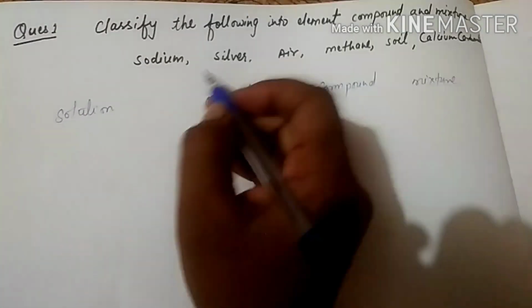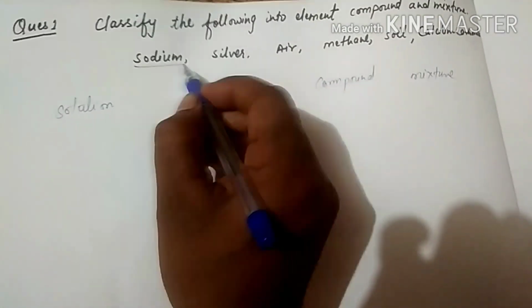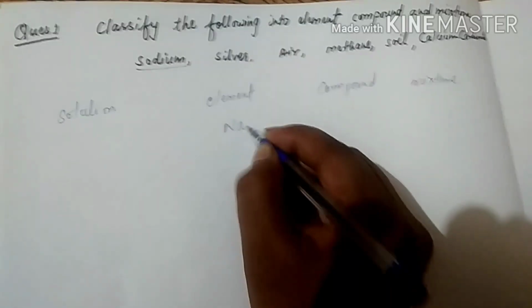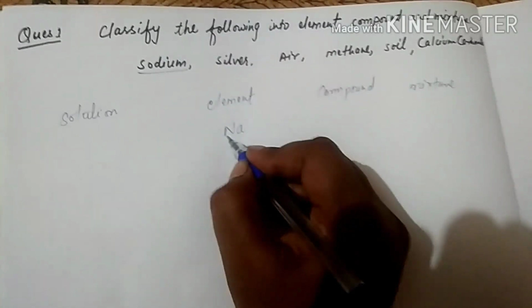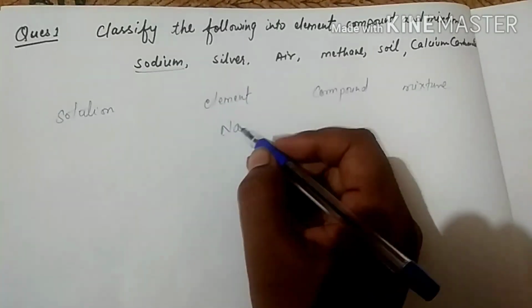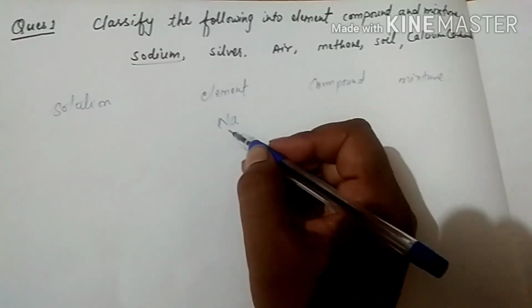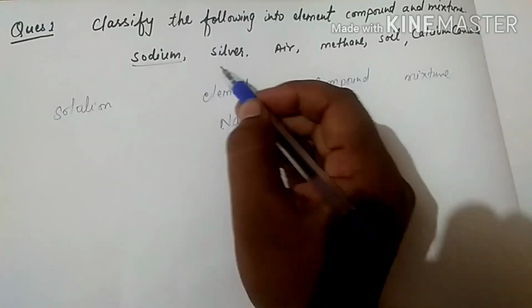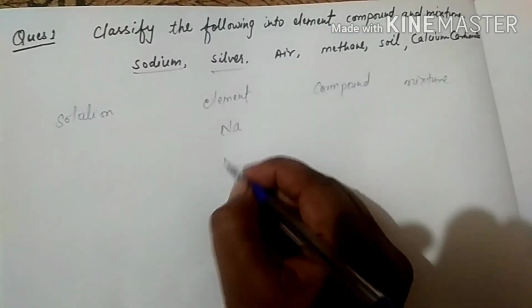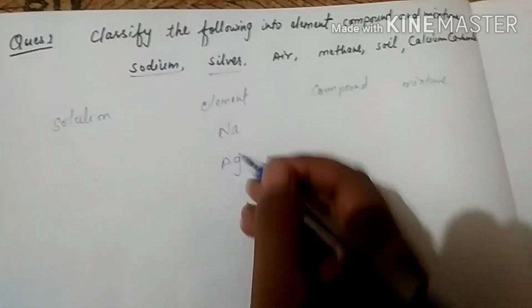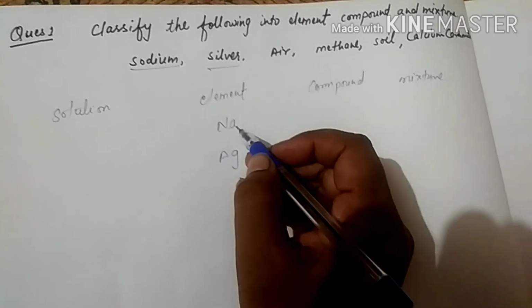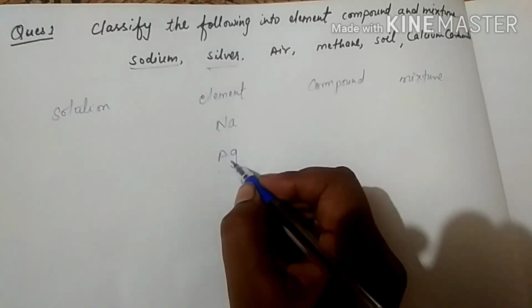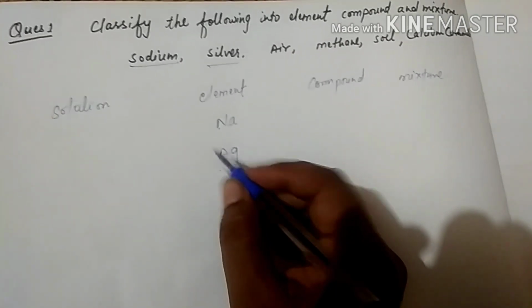Now sodium, I've explained that the symbol of sodium is Na, and it is a metal. It is an element, children, because it contains only one kind of particle. Silver, the symbol of silver is Ag, and the symbol of sodium is Na. It also contains one type of particle. It means it will also be an element.